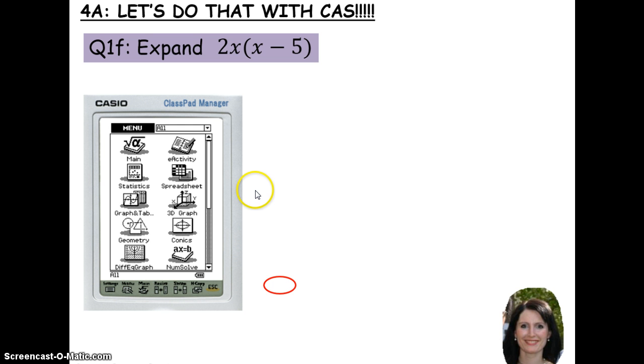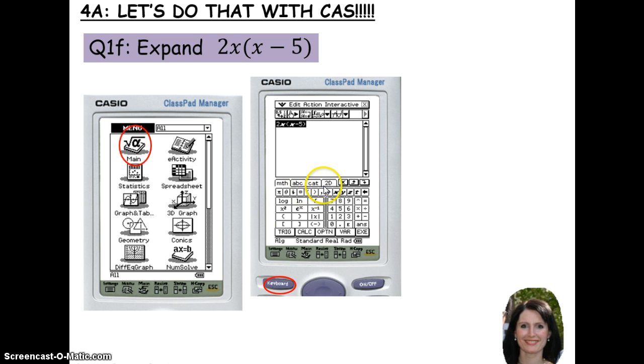Let's do that on CAS. Here we have our CAS calculator. When you turn it on, we want to go to the main page there, and we're going to type in the maths menu, and from the keyboard, we type in 2x, open brackets, x minus 5, close brackets. Don't forget to close the brackets.